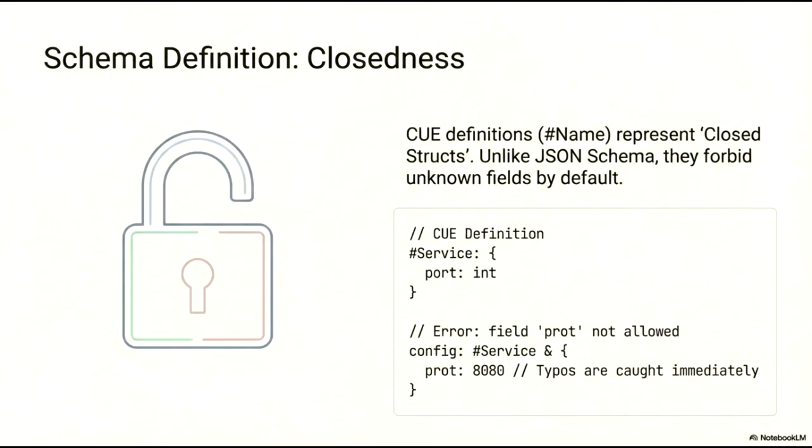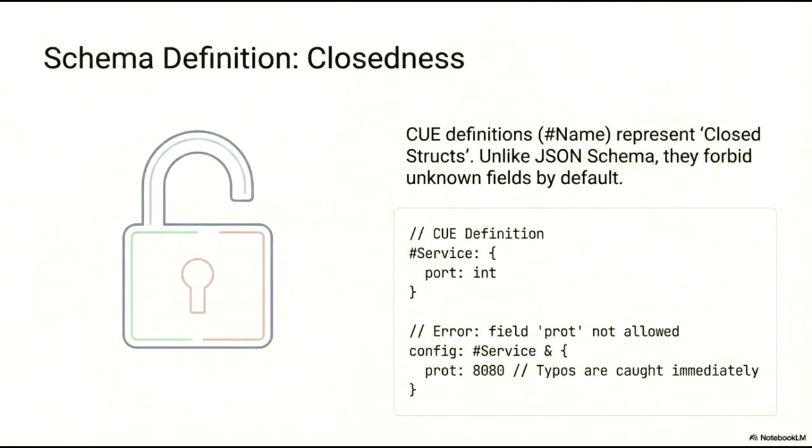Take a look at the code example provided. We define a #service that requires a port field of type integer. When we attempt to create a configuration by unifying #service with a new struct, even a simple typo like prot instead of port will be caught immediately.